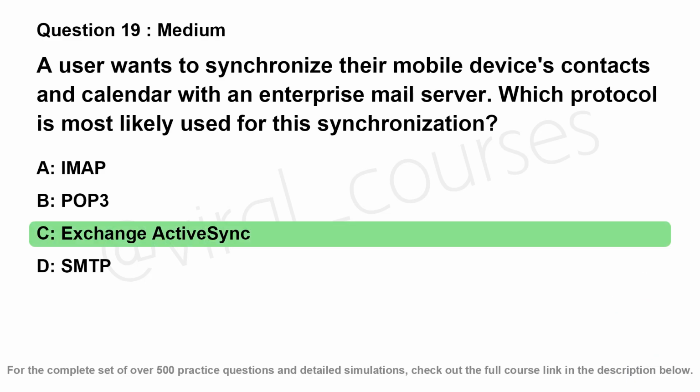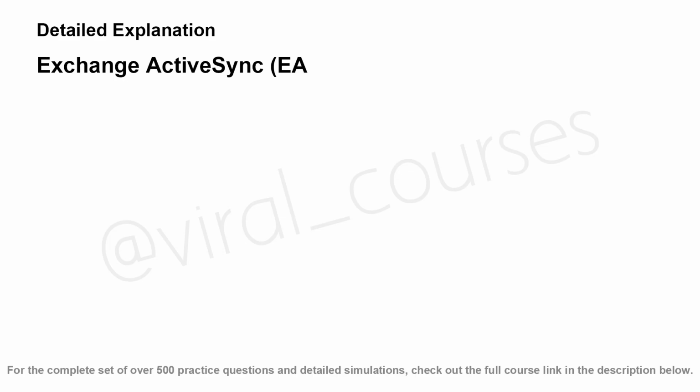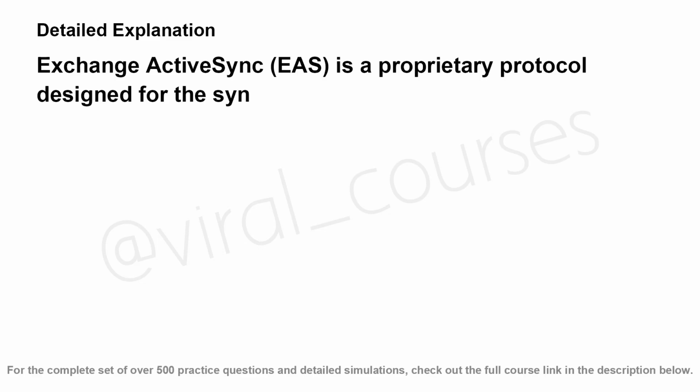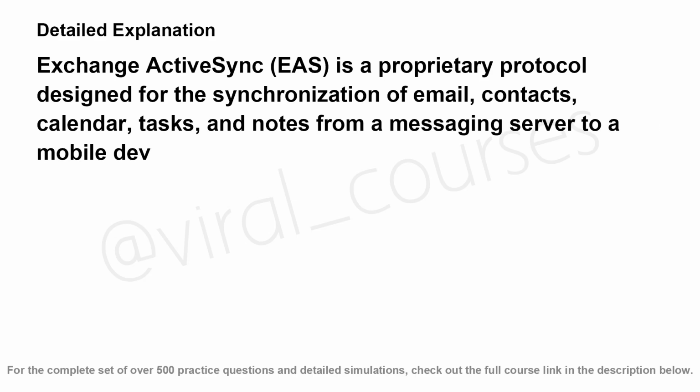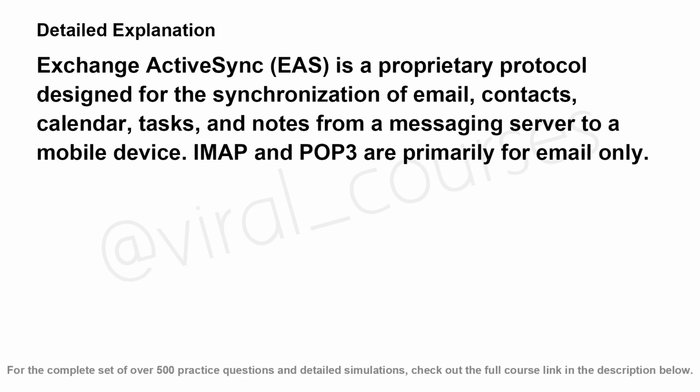The correct answer is C. Exchange ActiveSync, EAS, is a proprietary protocol designed for the synchronization of email, contacts, calendar, tasks, and notes from a messaging server to a mobile device. IMAP and POP3 are primarily for email only.